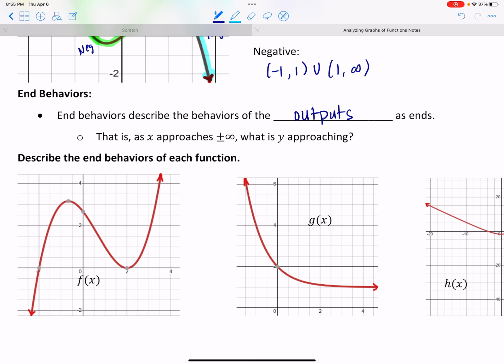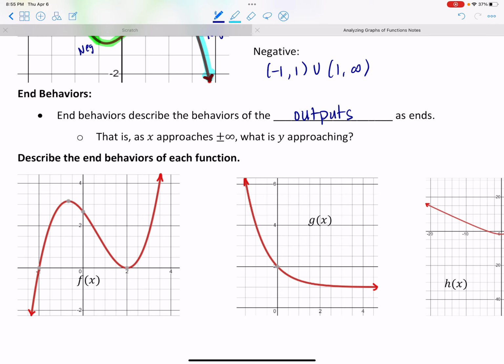So at the very left end of the graph, that would be as x is approaching negative infinity. Or at the very right end of the graph, that would be as x is approaching positive infinity. At those ends, the left and the right ends, where is the y value? What is the y value approaching?